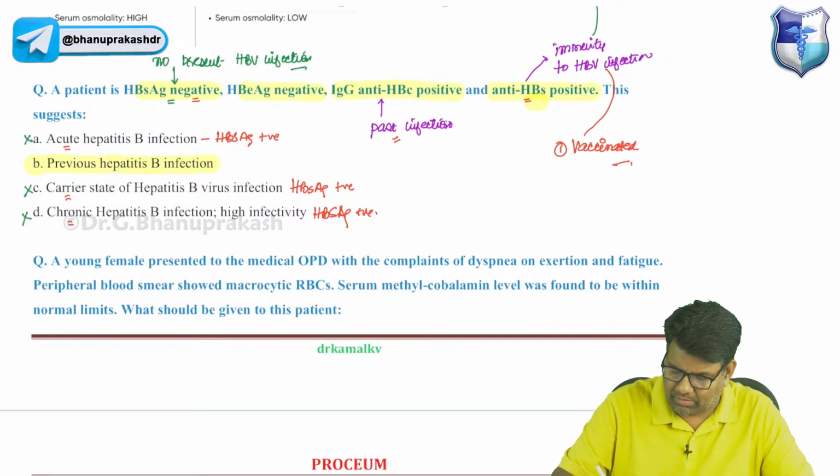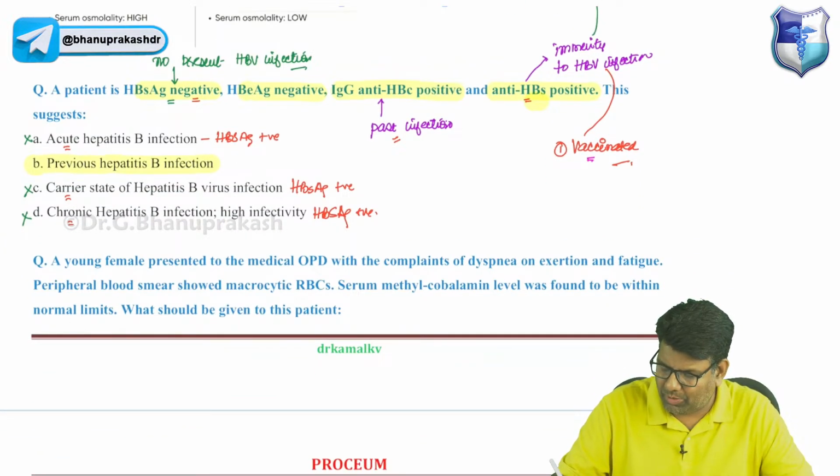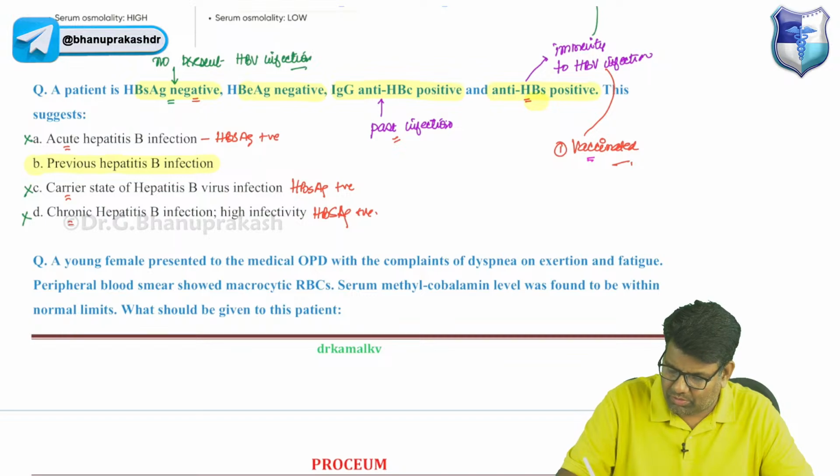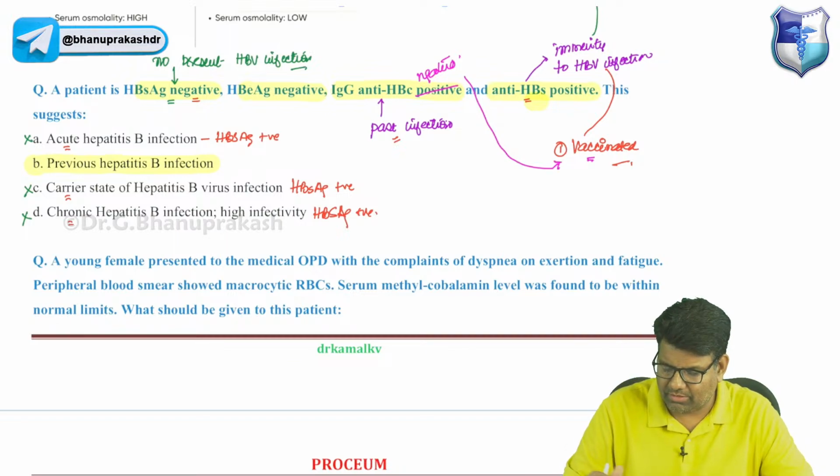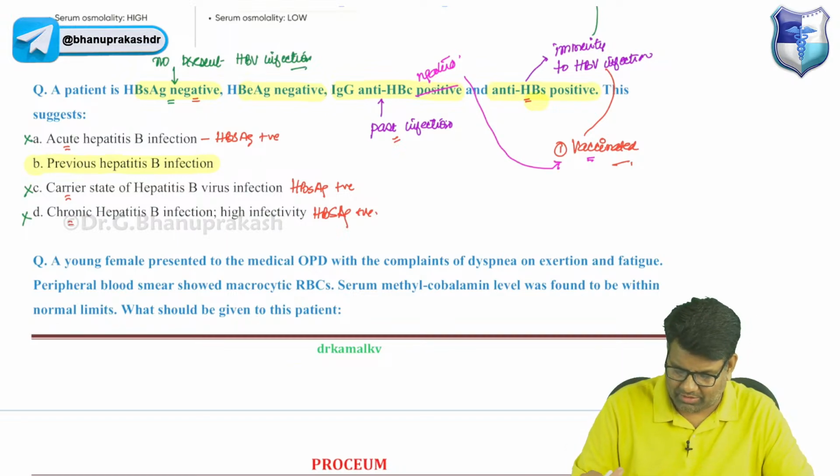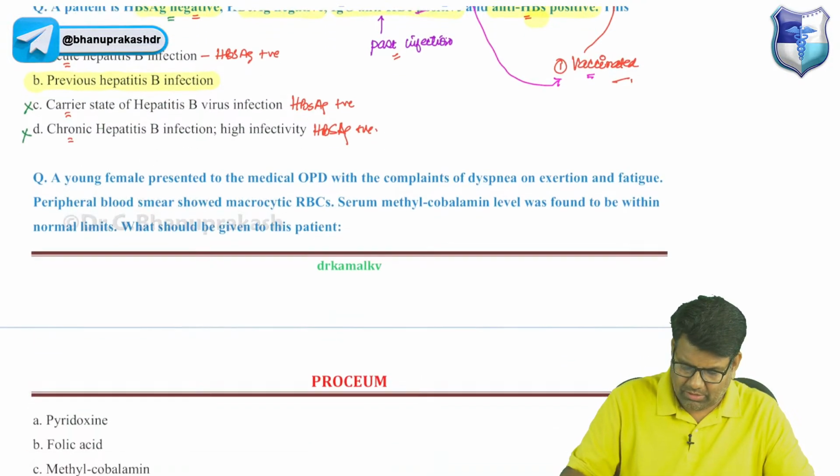And in case of immunity because of vaccination, this will also come out to be negative. Suppose if this is negative, then your answer will just look like this. So, next question.